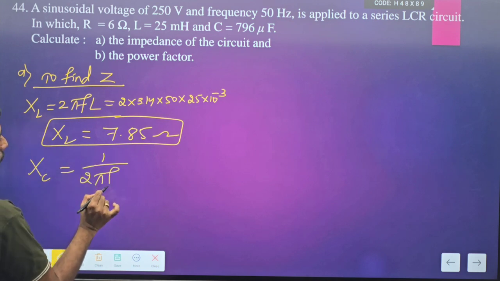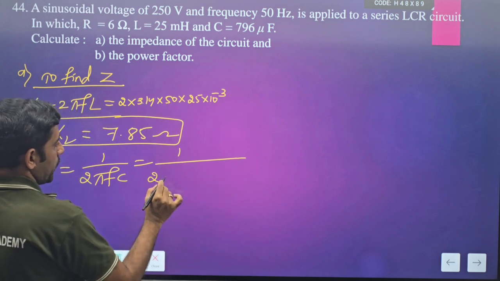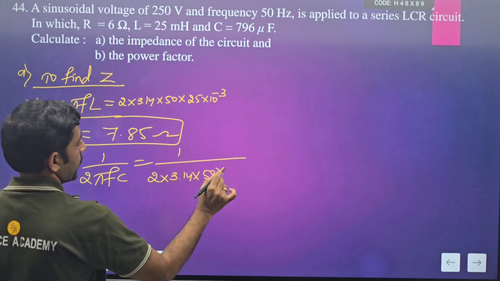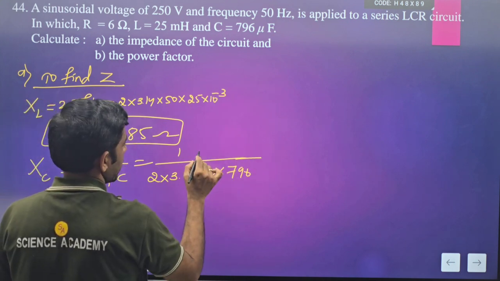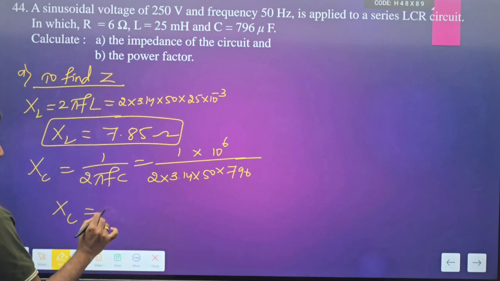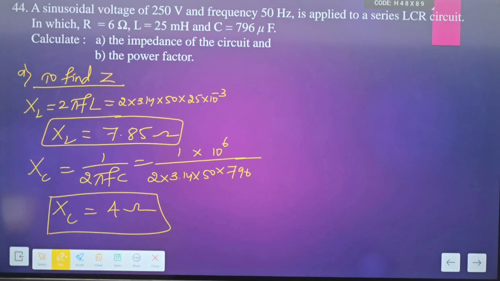You can find XC using a simple calculator. XC is 1 divided by 2 pi FC, so 1 divided by 2 into 3.14 into 50 into 796 micro, that is 10 raised to minus 6, which goes up and becomes plus 6. If you simplify this, nearly you will get 4 ohms. XC is nearly 4 ohms.